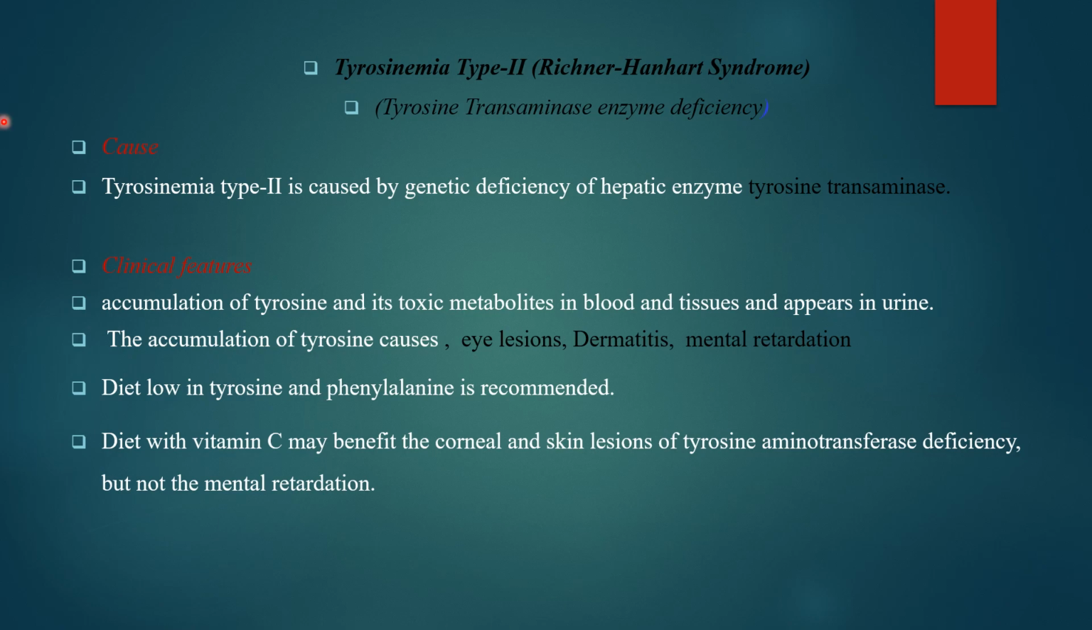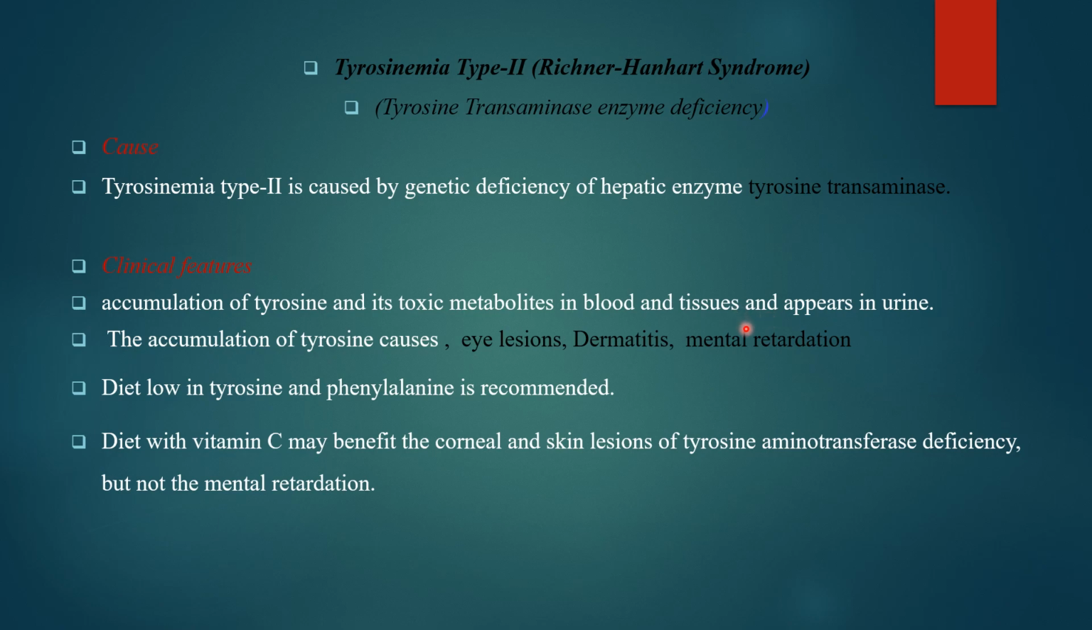Then the second type of tyrosinemia is type 2. That is also known as Richner-Hanhart syndrome, and this is due to the deficiency of tyrosine transaminase enzyme. Then clinical features are associated with the accumulation of tyrosine and its toxic metabolites in the blood and tissues.